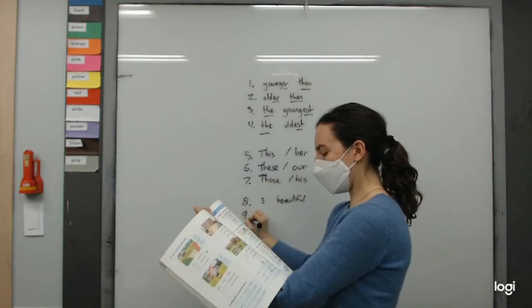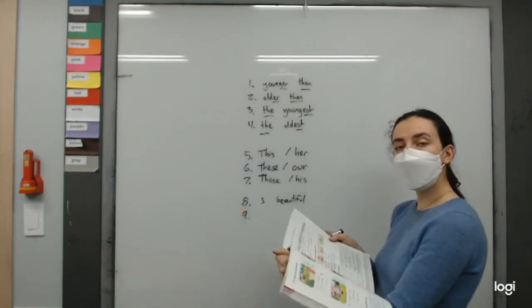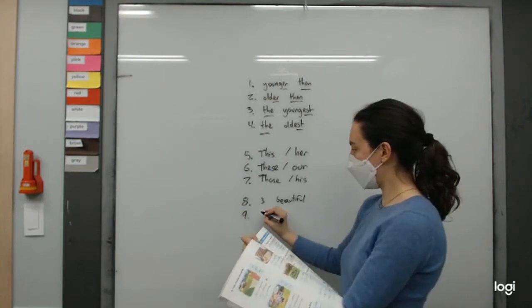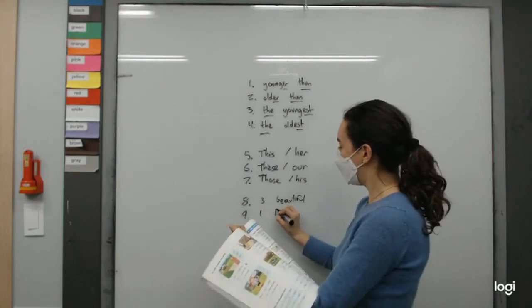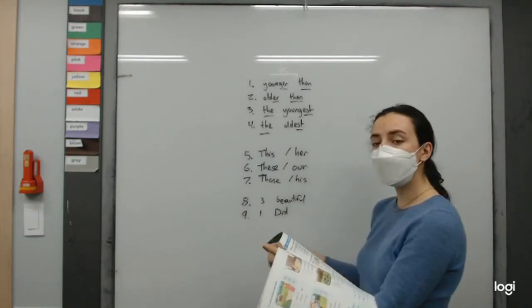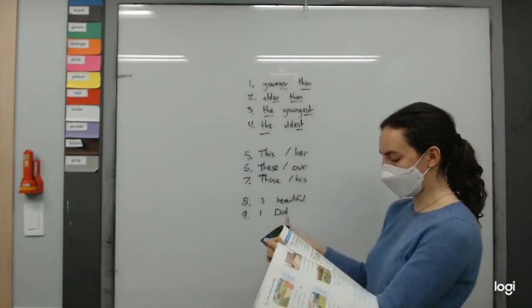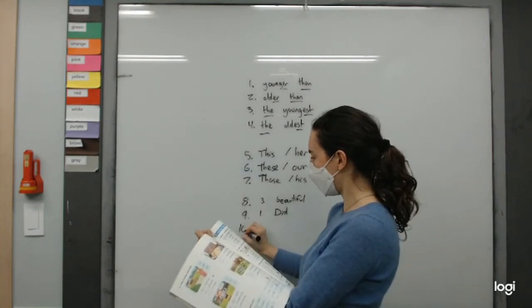Number 9, does she go jogging yesterday? So the mistake is number 1. Did. For yesterday, we use past tense, not present tense. So did is past tense, okay?